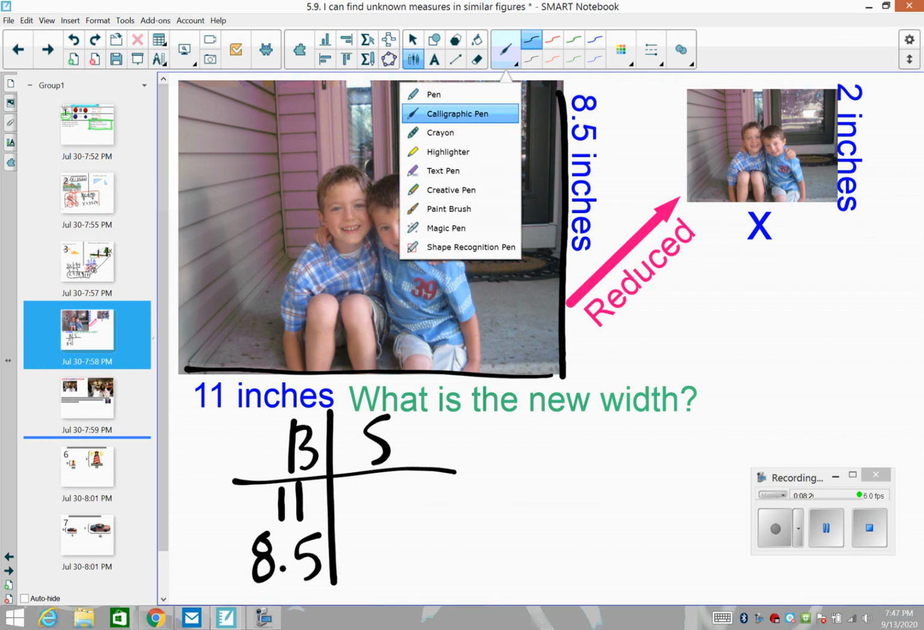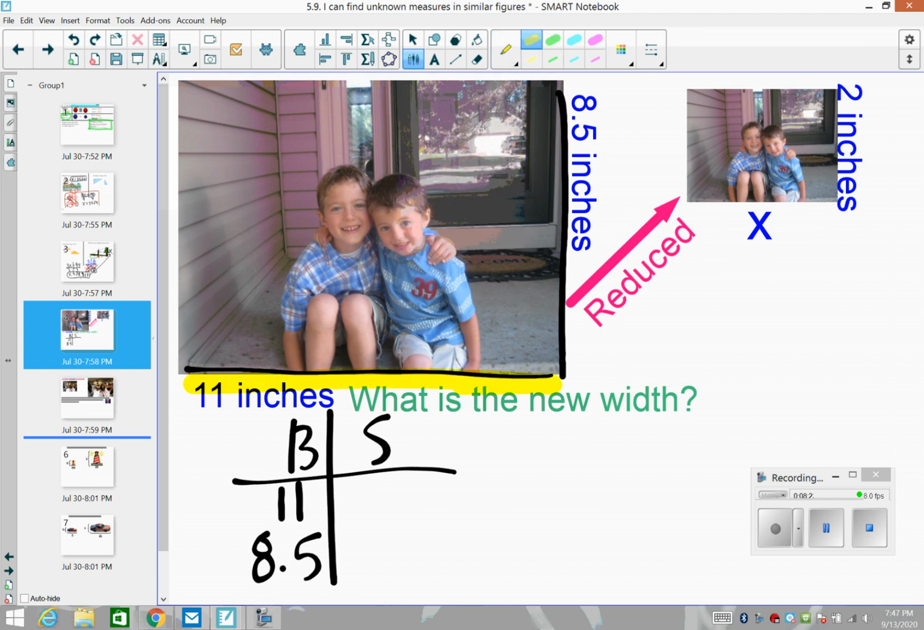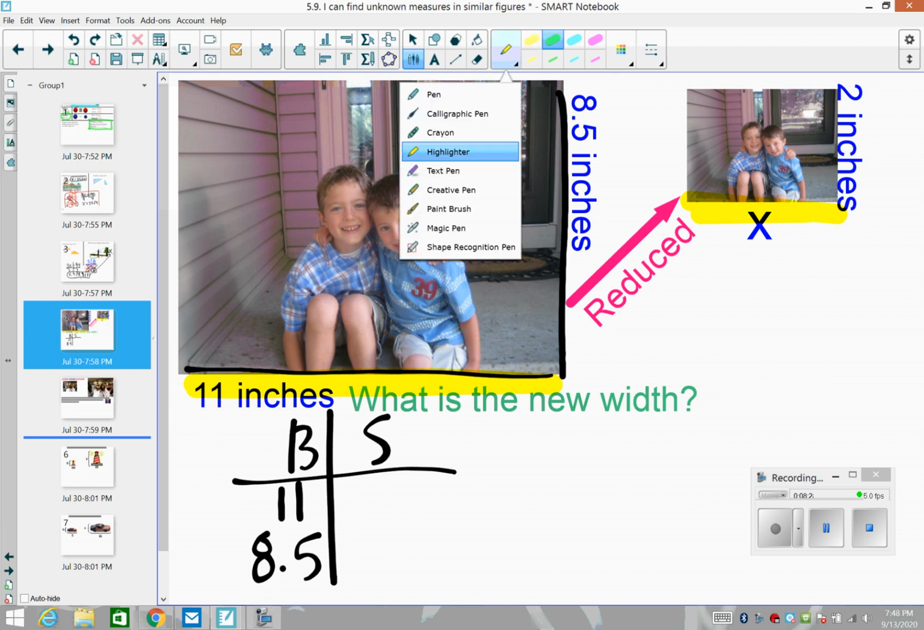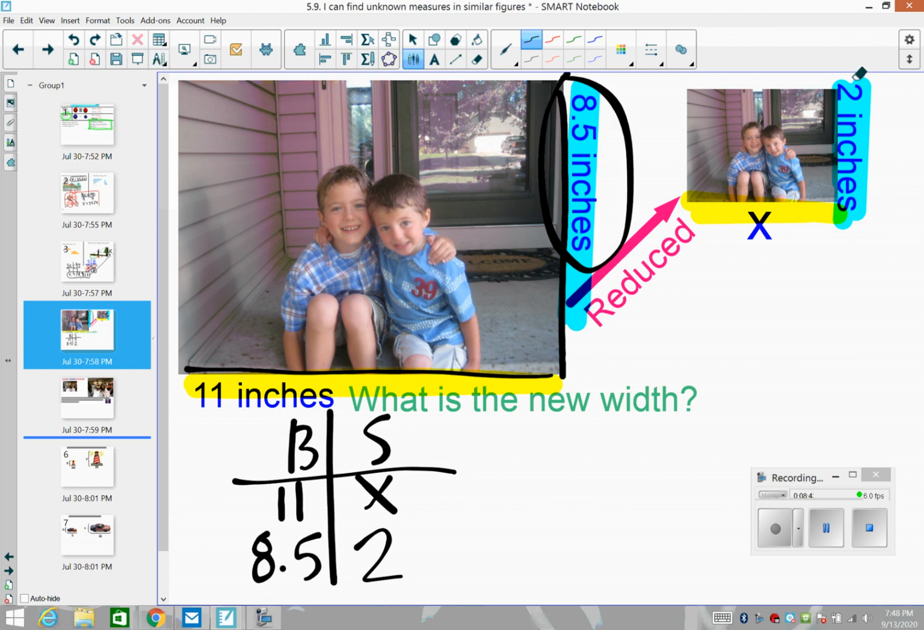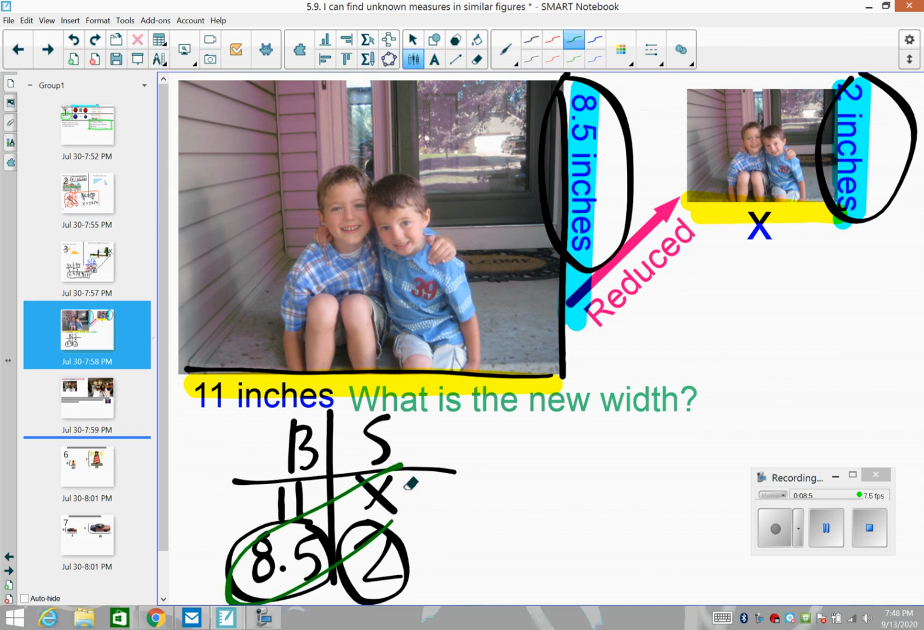Well, if we look at the relationship there, the 11 inches is right here. That would correspond to what? It would correspond to x. The 8.5 inches would correspond to 2 inches. So the 8.5 inches in the big figure corresponds to 2 in the small. 8.5 and 2 are in the same spot. So we line them up on the base. Okay, so taking cross products and solving then, we get 8.5x is equal to 22.